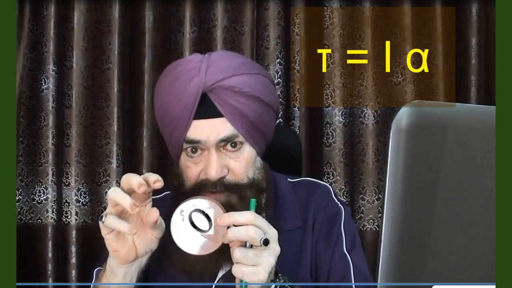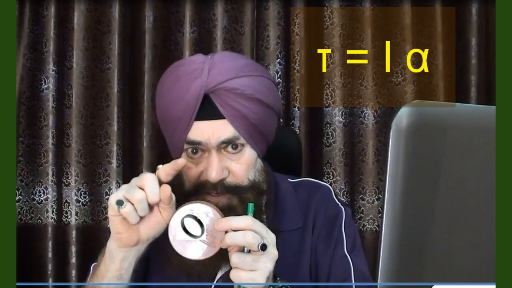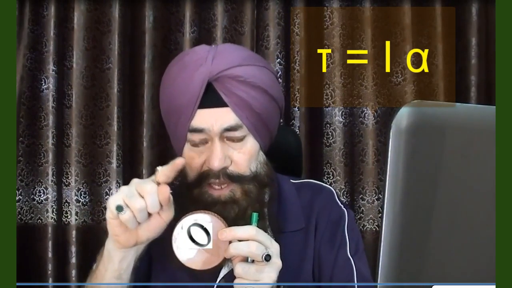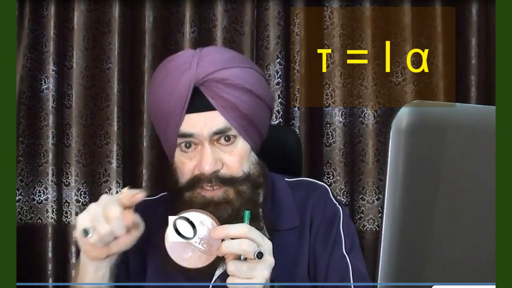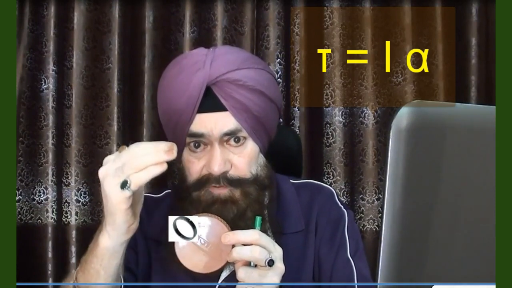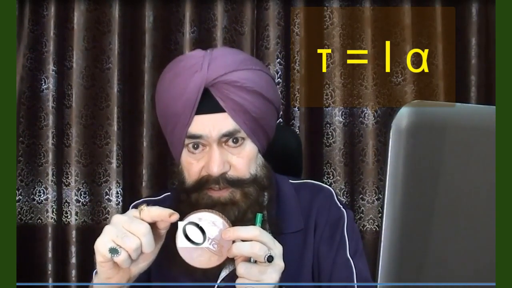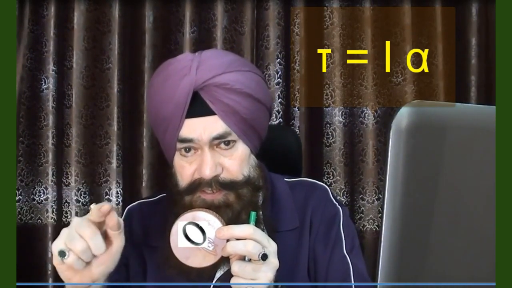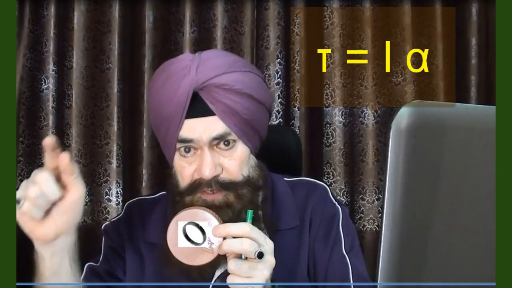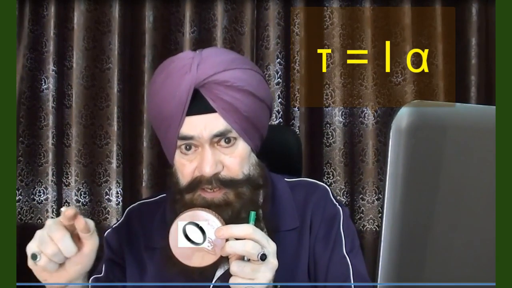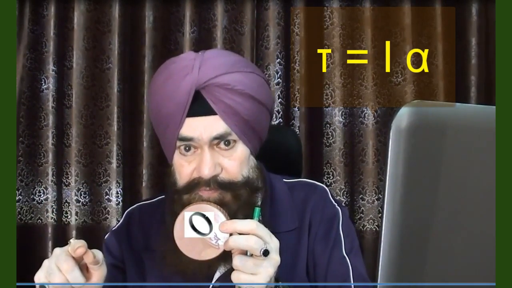If the rim is having more moment of inertia, Newton's second law in linear motion, F equals ma. The same analogous in a rotational motion. Instead of F, there is a torque. Instead of mass, there is a moment of inertia. Instead of a, there is angular acceleration. That is torque equals I alpha. I equals torque over alpha.